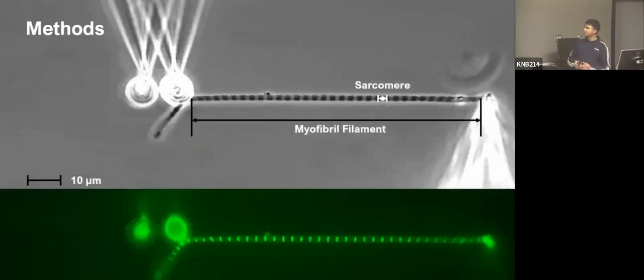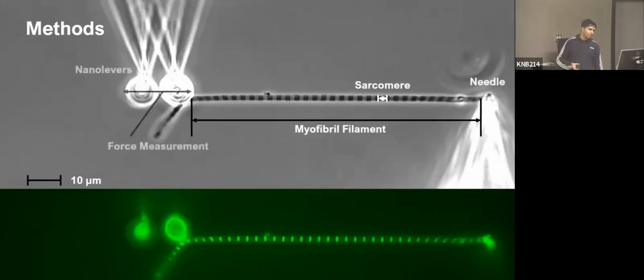In these, what you have is a myofibril that's under analysis in between a needle and a cantilever. And you can see the individual sarcomeres, or at least the thick filaments, which are the dark bands of the individual sarcomeres. So the needle's on this side, and then the nanolevers and the force measurement systems are on the other side.